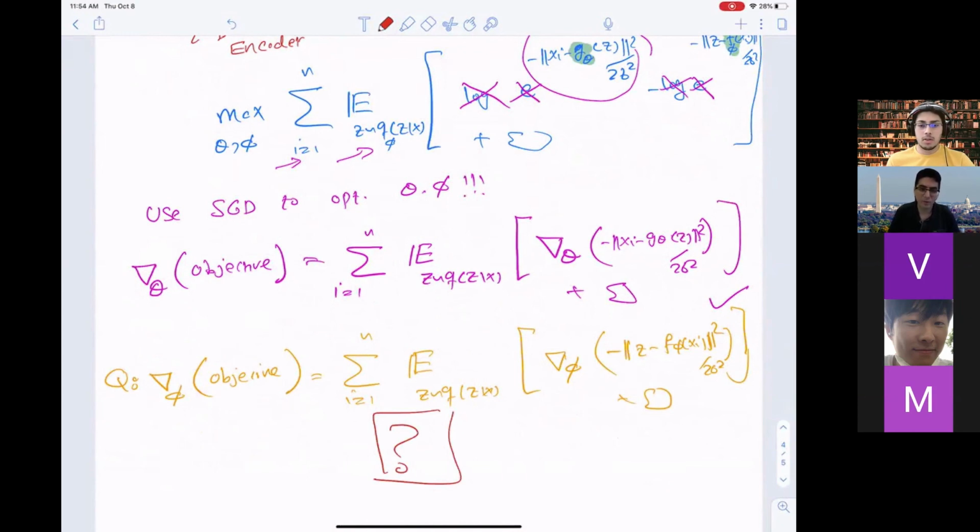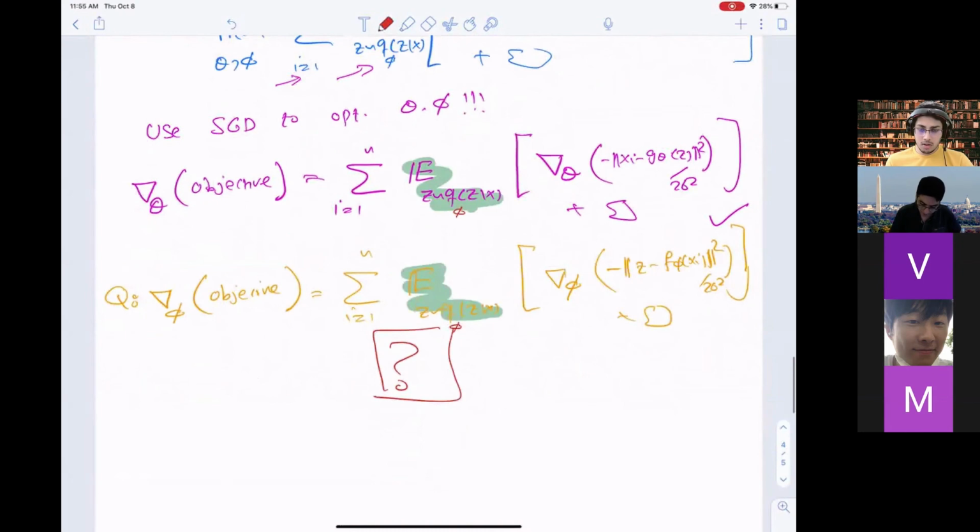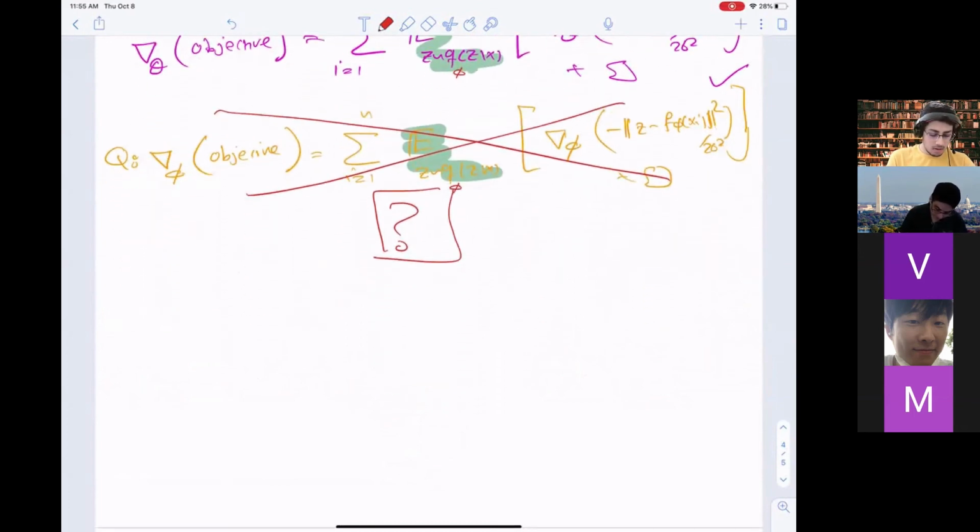Yes, exactly. So here I cannot do it because if you look at this expectation, it depends in fact on phi, right? This q is a function of phi. So the expectation is not just a constant linear operator. I cannot just push my gradient into my objective. So it is not correct to do that. In order to deal with this issue, there is a really simple trick. It is called the reparametrization trick.